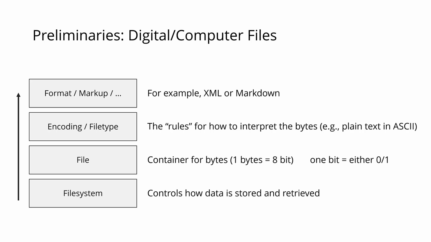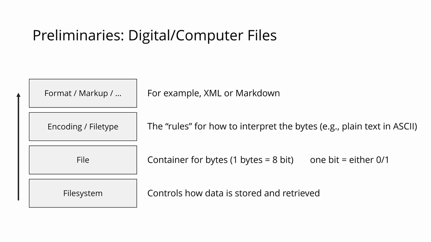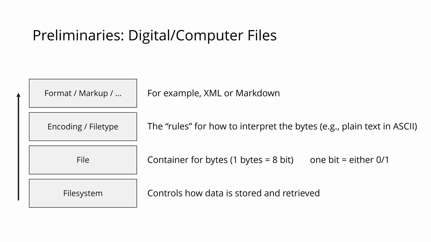Now on top of this, we could also have some sort of a format or markup. For example, we have a file that is encoded in ASCII, and it contains plain text, so just characters. Now we could have some sort of additional markup, for example XML or Markdown, on top of that file type that then carries some additional meaning. But for this particular video, we're going to look at this third layer, the encoding of the file type. Because if we make mistakes here, especially if we work with textual linguistic data, we can get into some serious problems. So that's what we're going to look at.